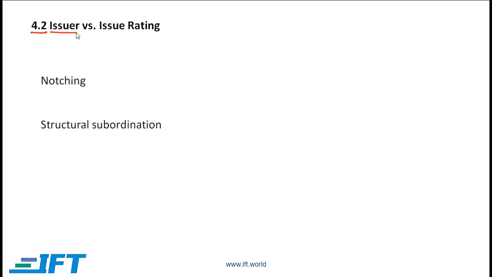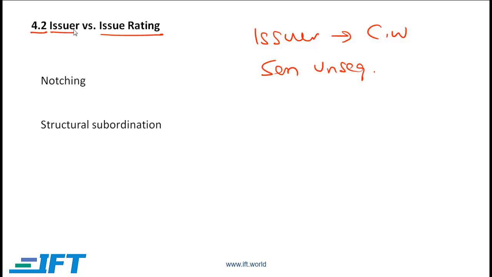Section 4.2 deals with issuer versus issue rating. The issuer rating is based on the general credit worthiness of the issuer, and we'll talk about evaluating credit worthiness in subsequent sections. Generally, the senior unsecured debt will have the issuer rating. So the curriculum gives the example of United Rentals Inc., and there the senior unsecured debt has a rating of B. So this issue will have, generally speaking, the same credit rating as the overall issuer credit rating.